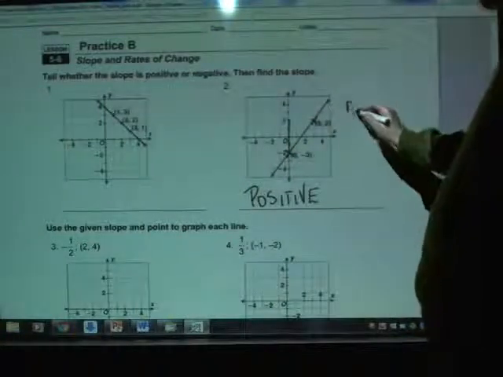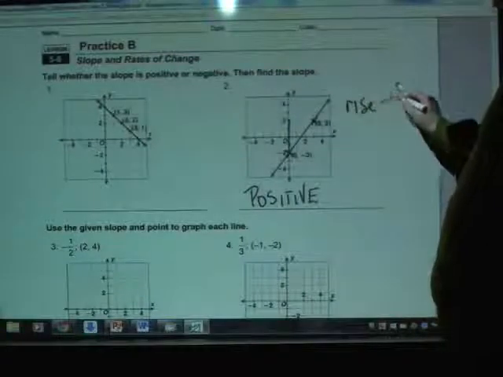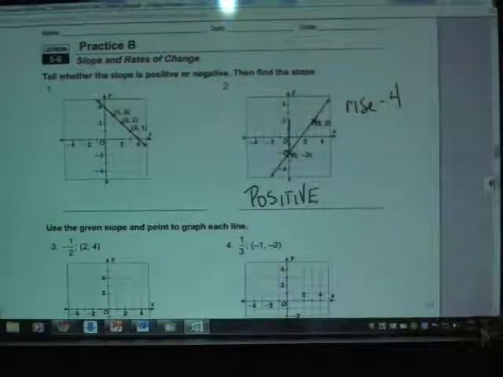So my rise here is going to be 4. And again, if we go down, that would end up being a negative number. Then I have to figure out the run. The run is how much I go to the right to get to that other point. Now, truth be told, you don't always have to go to the right, but since we're always going to do the questions from left to right like we read, our run is always going to take us to the right.